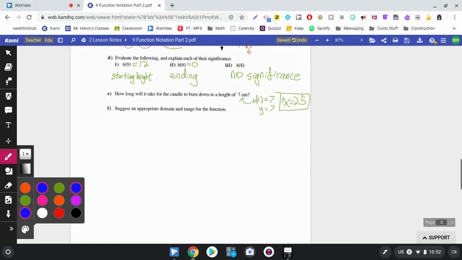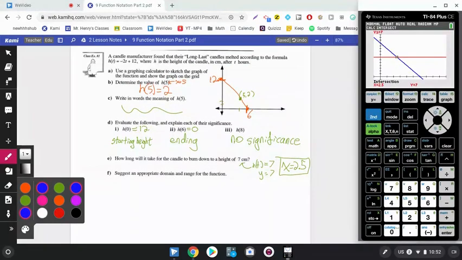All right, last little part of this, it says, suggest an appropriate domain and range for the function. Well, the equation, and what I see on my graph, that line goes on forever. I would say your domain, X element of the reals, your range, Y element of the reals. But I'm not dealing with just that relation. My function is specifically the candle. And how would I talk about the candle?